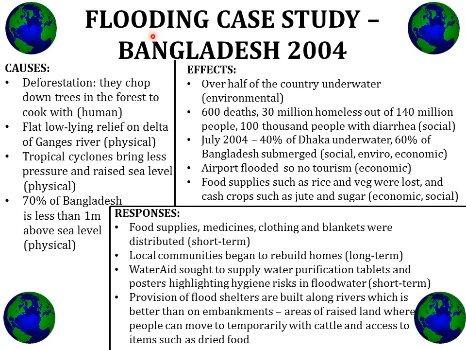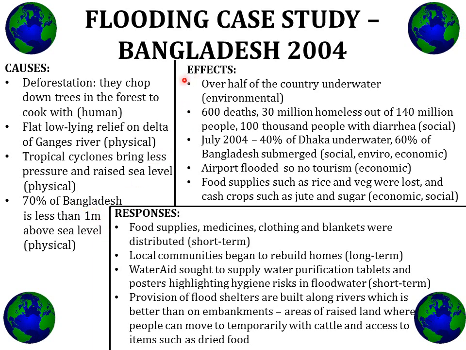Now, another case study for flooding is Bangladesh 2004, and Bangladesh is an LEDC, whereas Cockermouth in the UK was an MEDC. I forgot to mention that. So there are 4 main causes of the Bangladesh flooding. Firstly, deforestation, as people chop down trees in the forest to cook with. Flat, low-lying relief on the delta of the Ganges River. Tropical cyclones bring less pressure and raise sea level. And 70% of Bangladesh is less than a meter above sea level.